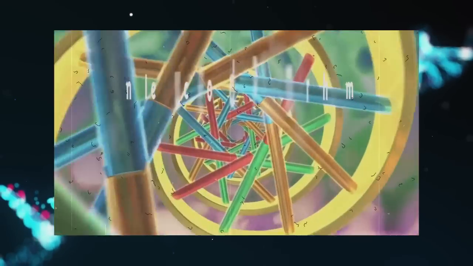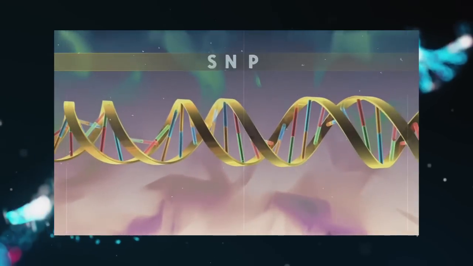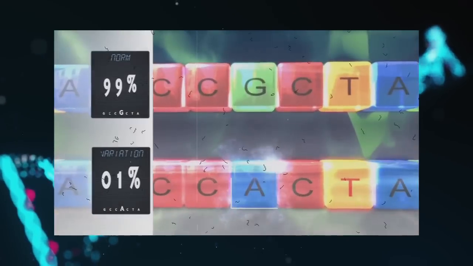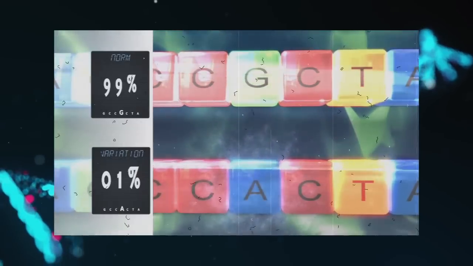Single nucleotide polymorphisms, also called SNPs, are variations in a DNA sequence that occur when a single nucleotide in the sequence is different from the norm in at least 1% of the population.